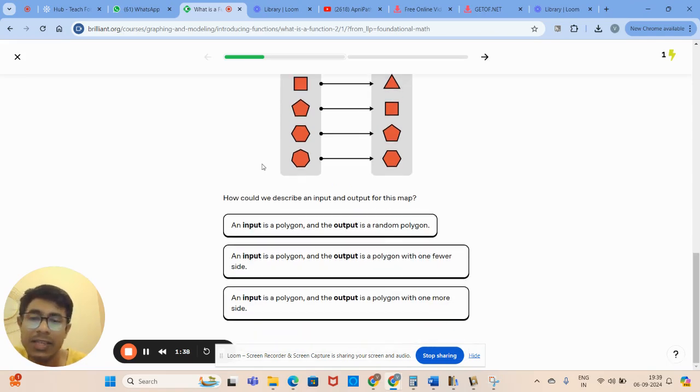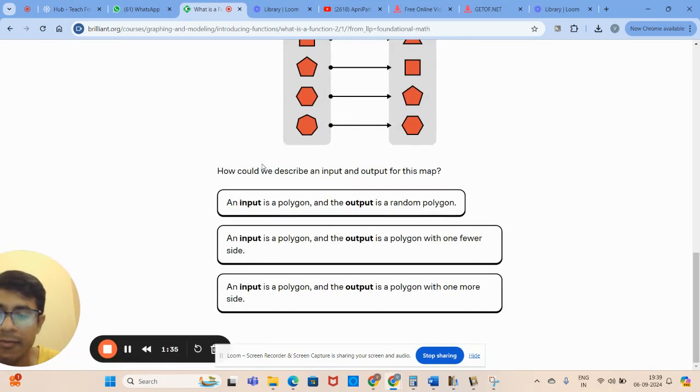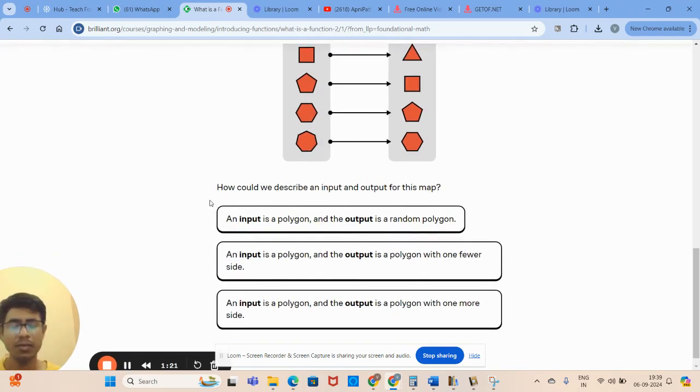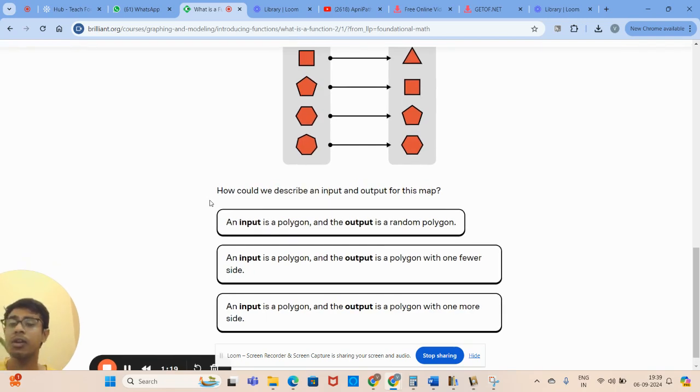Now, there's a question that we have here. I will read out the question. It says, how could we describe an input and output for this map? And there are three options for it. An input is a polygon, and the output is a random polygon. Now, you might know that a polygon is a closed figure having some number of sides. For example, a triangle is a polygon having three sides, and it's a closed figure.